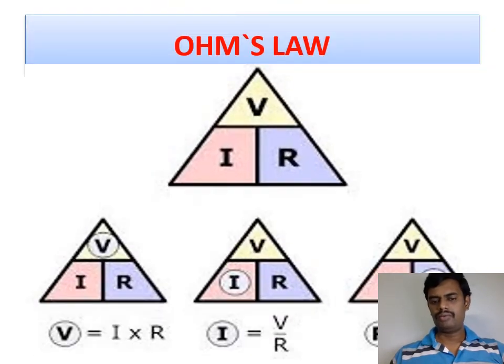According to Ohm's law, V is equal to IR, or I is proportional to V, where R is the resistance of the particular element, V is the voltage, and I is the current.